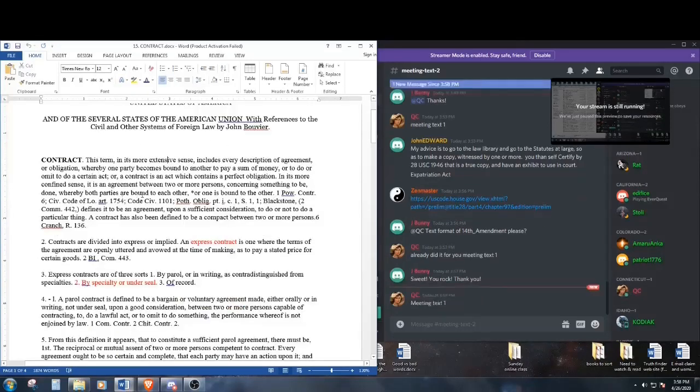So, contract. This term in its more extensive sense includes every description of agreement or obligation whereby one party becomes bound to another to pay a sum of money, or to do or omit to do a certain act. Or, a contract is an act which contains a perfect obligation. In its more confined sense, it is an agreement between two or more persons concerning something to be done, whereby both parties are bound to each other, or one is bound to the other. Blackstone's 2, page 442, defines it to be an agreement upon a sufficient consideration to do or not to do a particular thing. Again, sufficient consideration. A contract has also been defined to be a compact between two or more persons. Okay, so back to the consideration thing.